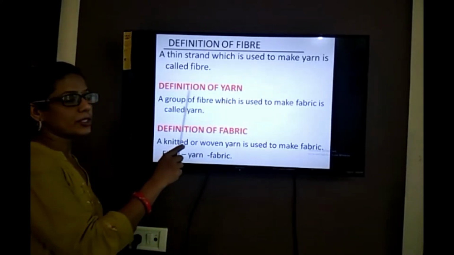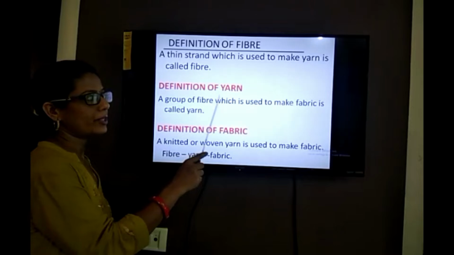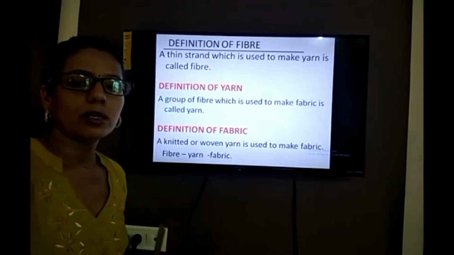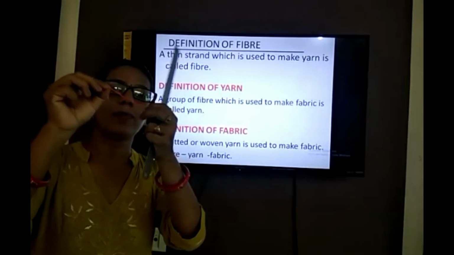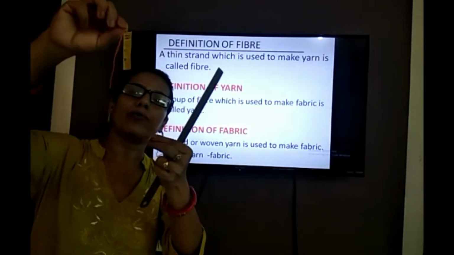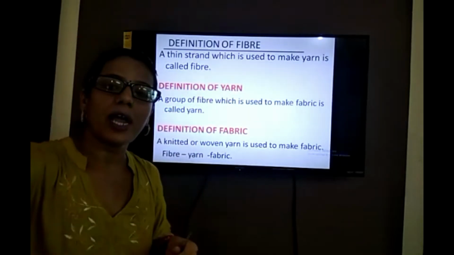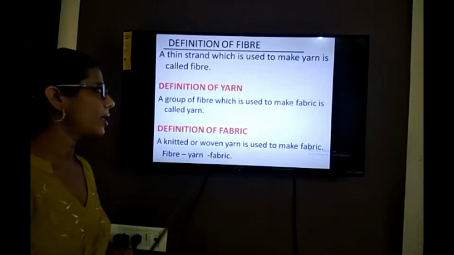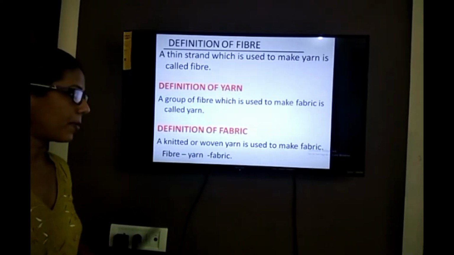Second is the definition of yarn. Yarn means a group of fibers which is used to make fabric. You can see this is a yarn, and it is made up of a group of fibers, because we can take out one fiber from the yarn. So this is a yarn, a group of fibers which is used to make fabric.